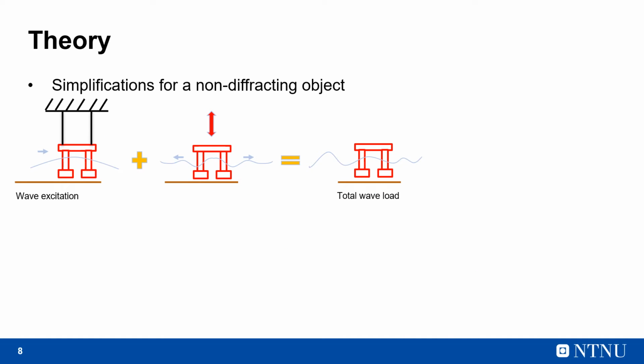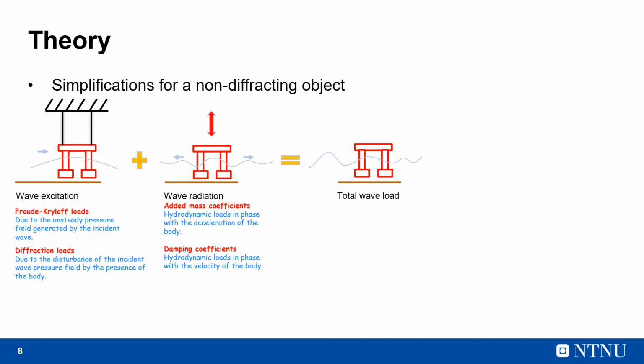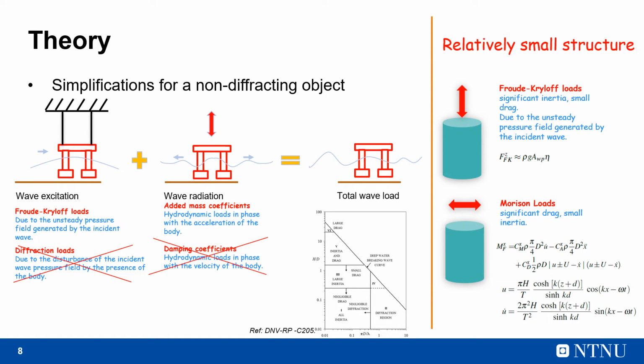The diffraction problem gives us what is called the wave excitation loads, which has two components. The component due to the incident wave is called the Froude-Krylov loads, and the component due to scattered waves is called the diffraction loads. The radiation problem gives us what is called the added mass and damping coefficients. However, if the structure is relatively small, then we may ignore the effects of diffraction and damping.